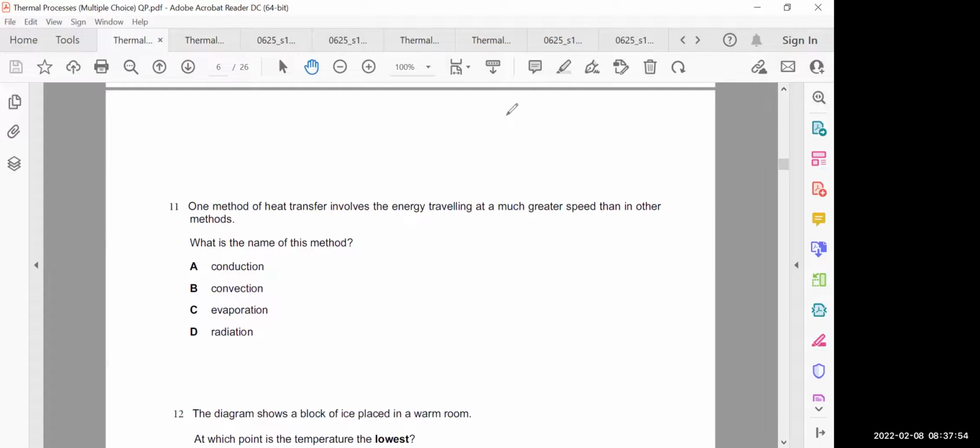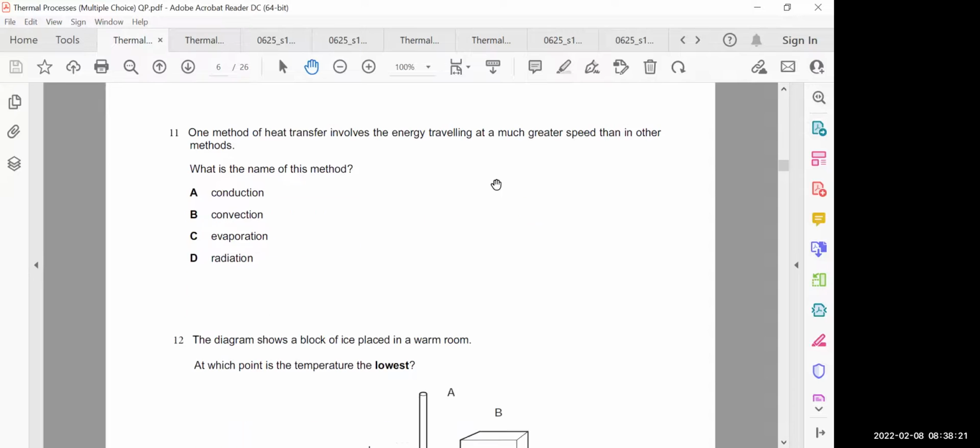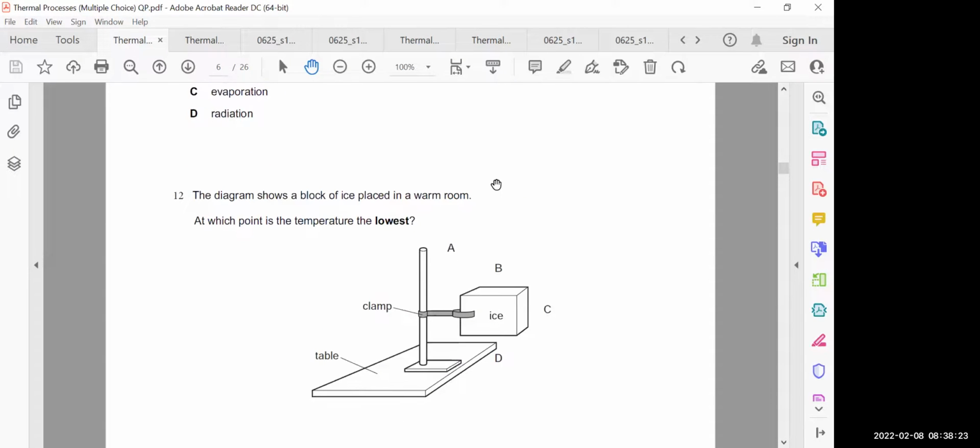One method of heat transfer involves energy traveling at a much greater speed than in other methods. What is the name of this method, children? Faster energy transfer takes place in a solid, liquid, or gas. Means convection, conduction, or radiation process. The fastest is radiation, which can come from the sun to here in around 8 minutes. So yes, it's the radiation process. I don't want to spend much time on 11. Let's move to question number 12, children.